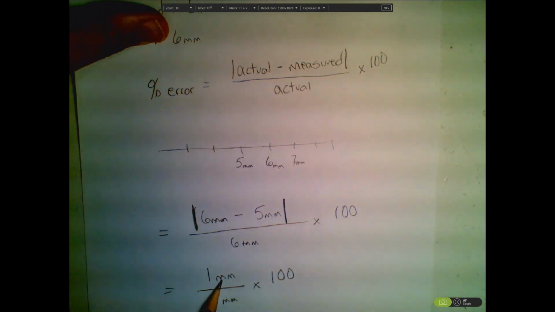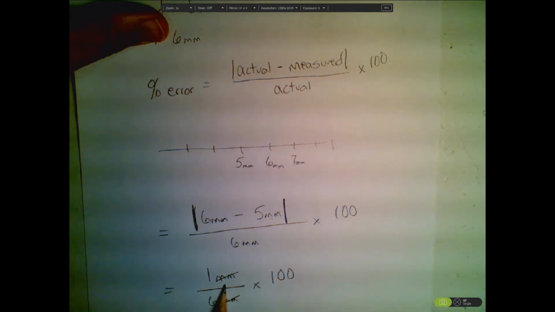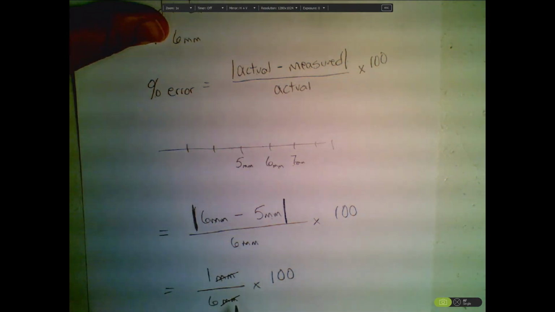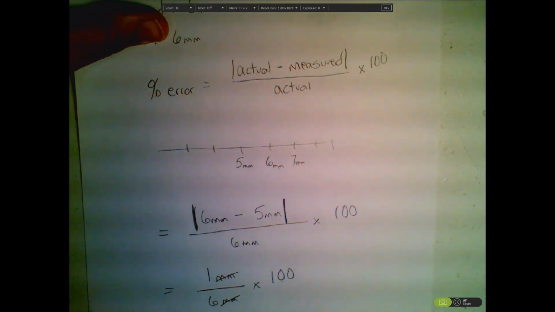Notice what happens. Millimeters divided by millimeters will cancel out. So do I have a unit for my percent error? No, I do not. Okay, the units will cancel out. I'll just have a percentage there. So 1 divided by 6 times 100, and there's my answer.